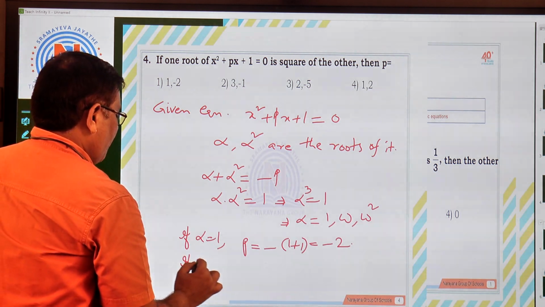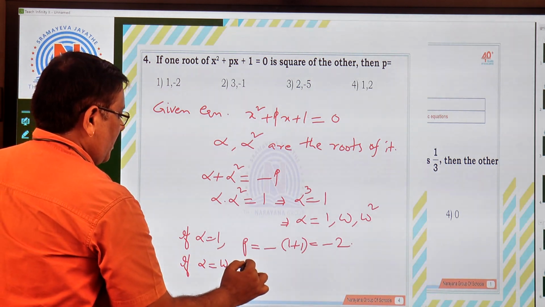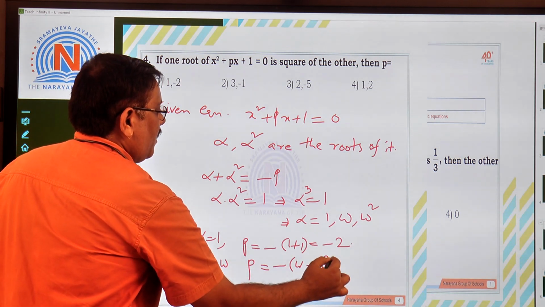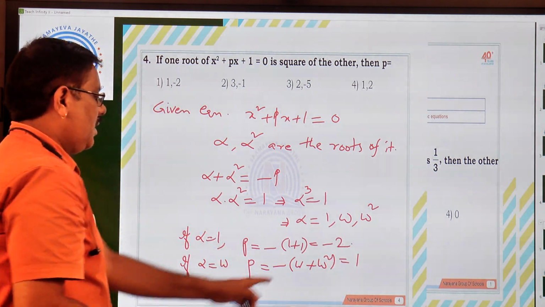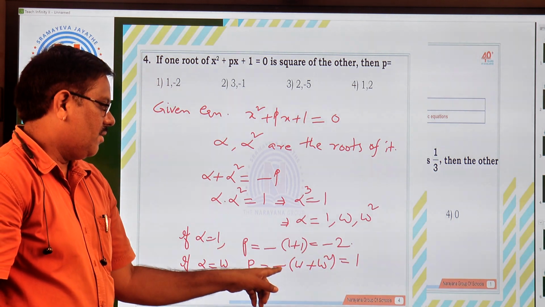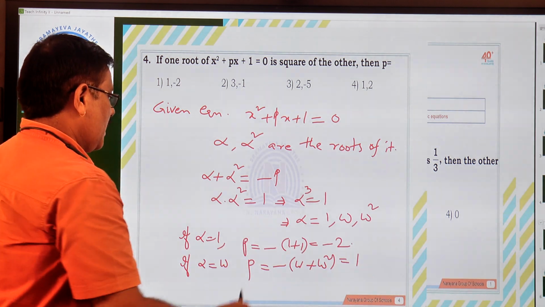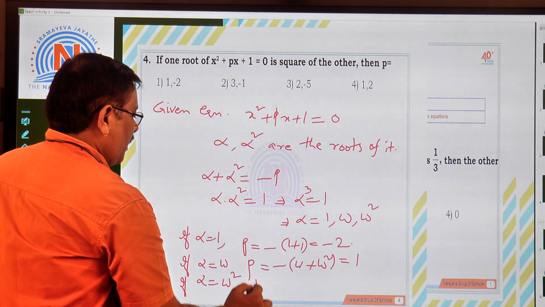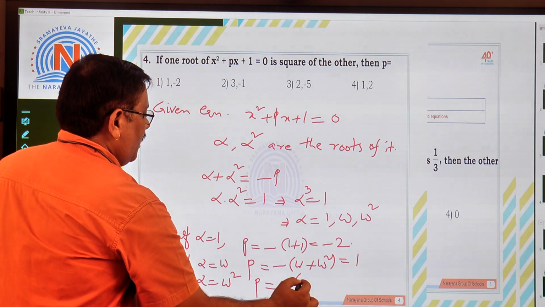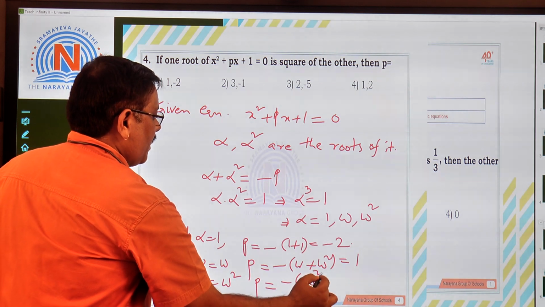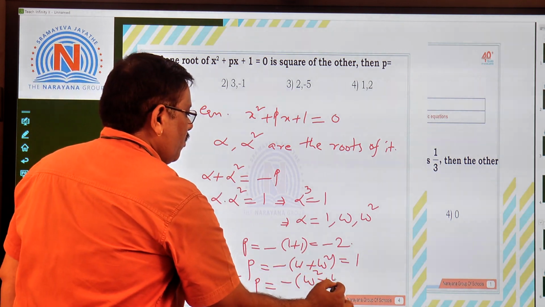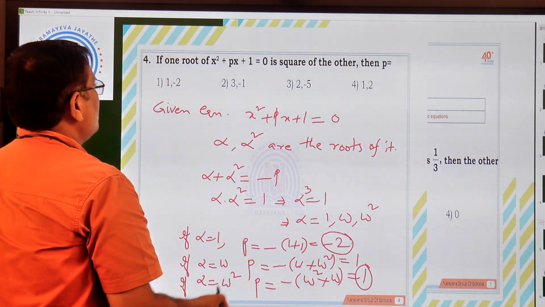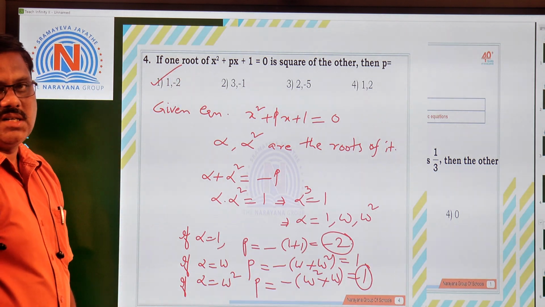Next, if alpha is either omega or omega square, let us take omega. p will be minus of omega plus omega square, that is going to be plus 1, because omega plus omega square is minus 1. Minus 1 of minus 1 is plus 1. So the answer is 1. If you take alpha as omega square, there also we have p as minus of, in place of alpha we can write omega square plus omega power 4, that is again omega, so again 1. So the values of p are minus 2 and 1. So that is the first option.